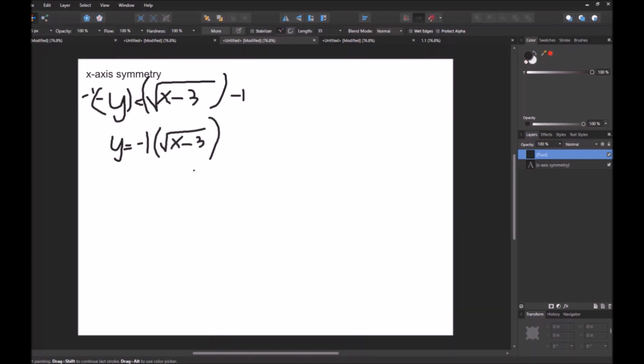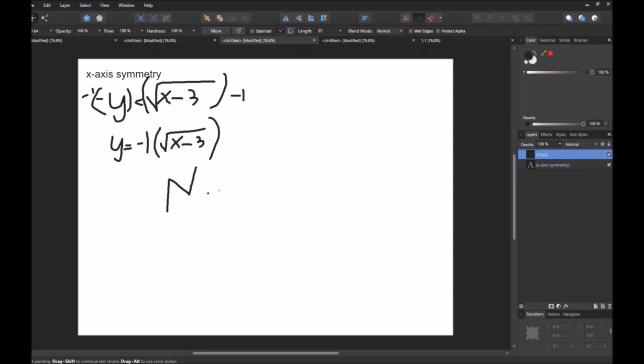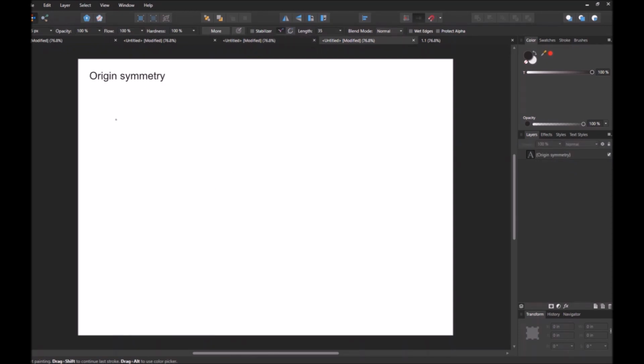Well, this too isn't the same as the square root of x minus 3. So there's no x-axis symmetry either. Now we get to origin symmetry.